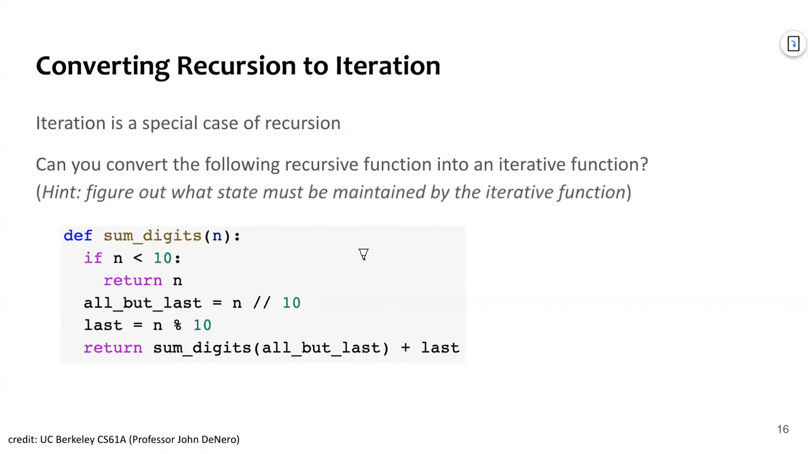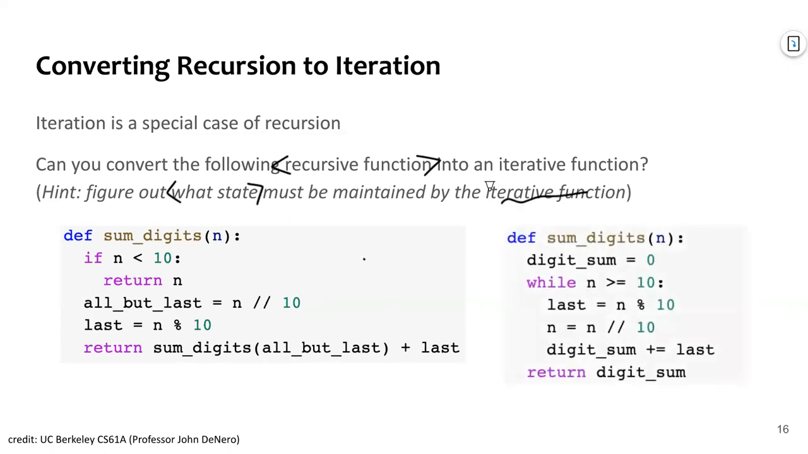When you convert a recursive function into iteration, you need to figure out what state must be maintained by the iterative function. So the answer might be this one. We need to keep the state of the digit sum, right? And we need to do this job again and again while n is larger than 10.